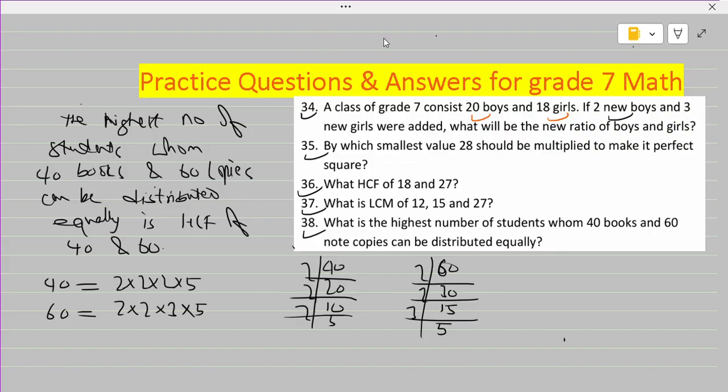Right, so we can identify here some common values. 2 you see common, another 2 you see common, and another 5 you see common. So here HCF is the product of the common factors. These are 2, 2, and 5. So 5 4s are 20. So here 20 is the HCF of the numbers of these books and copies. So the highest number of students is 20, among whom we can divide these 40 books and 60 copies equally.